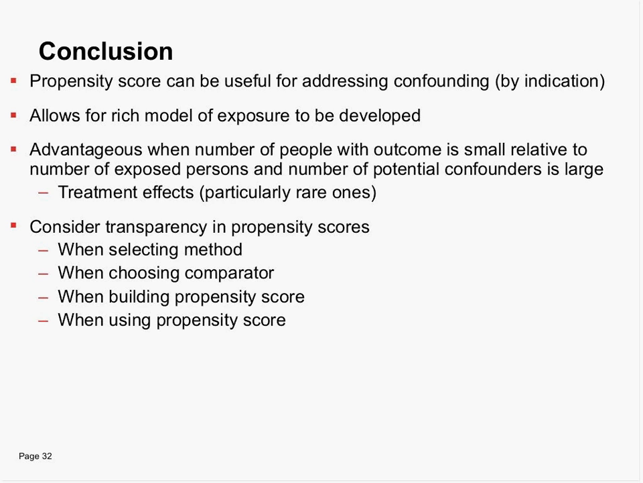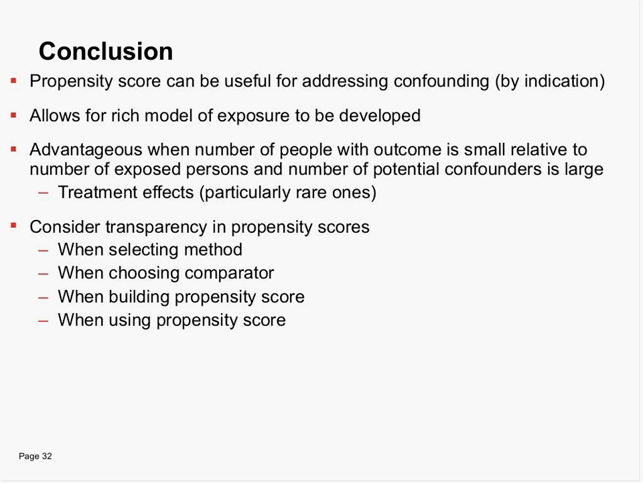To run through some conclusions that I've tried to illustrate here today, the propensity score as an analytic technique can be very useful for addressing confounding, particularly confounding by indication, and other forms of confounding that are associated with treatment selection. It allows for this rich model of exposure to be developed, advantageous when the number of people with the outcome is small relative to the number of exposed persons, and the number of potential confounders is large. It's particularly beneficial for rare treatment effects, such as might be observed in drug safety studies.